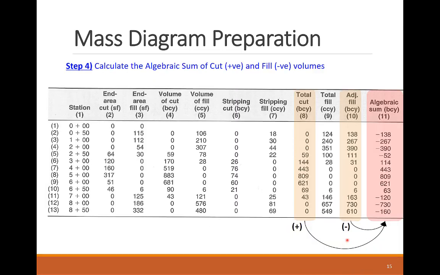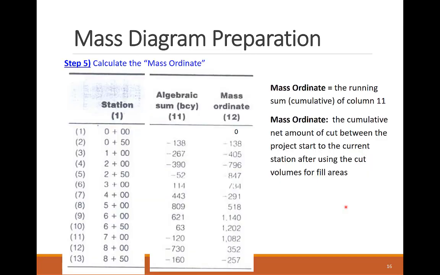Almost there. The next step is to get the algebraic sum of the cut and fill quantities of each segment by subtracting the fill volume from the cut volume. As such, we consider cut volumes positive and fill volumes negative. And finally, we calculate the mass ordinate at each station, at the end of each segment.